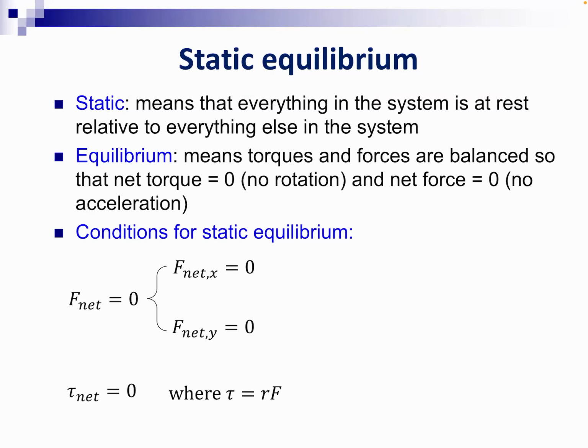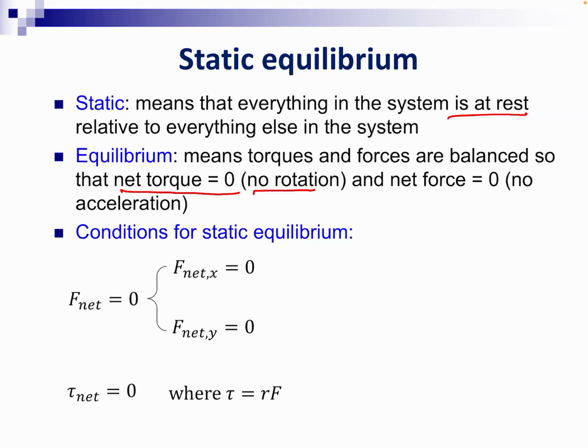Static equilibrium is all about maintaining something at rest. Static means that the system is at rest relative to everything else in the system. Achieving static equilibrium means that the net torque is equal to zero. As we've learned, torque causes the object to rotate, so if the net torque, or the sum of all the torques acting on the object, is zero, then the object will not rotate.